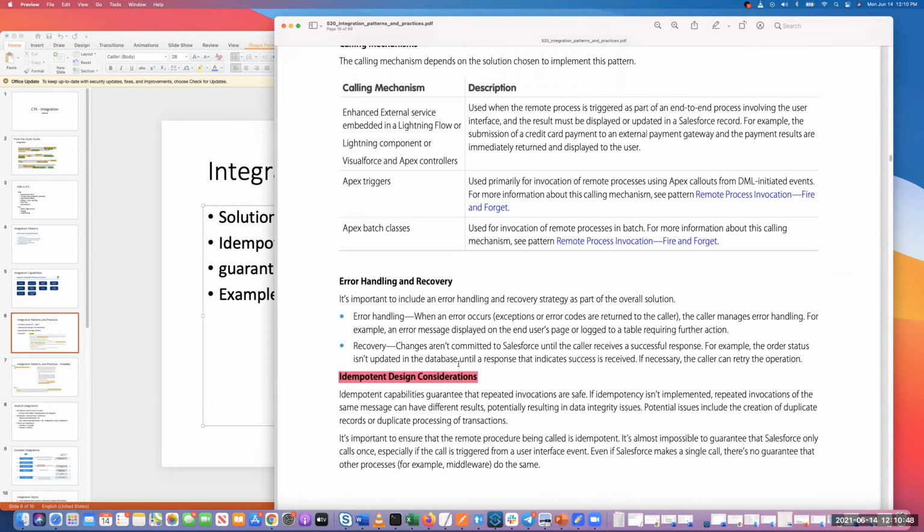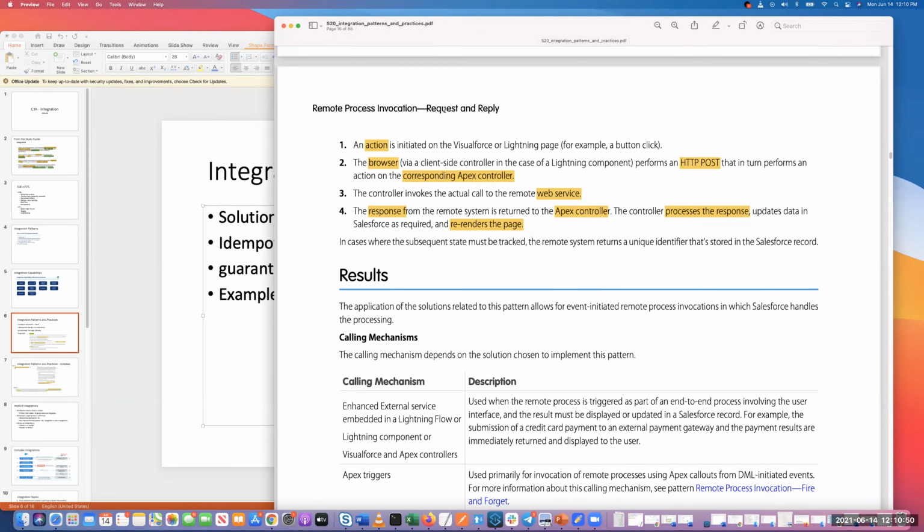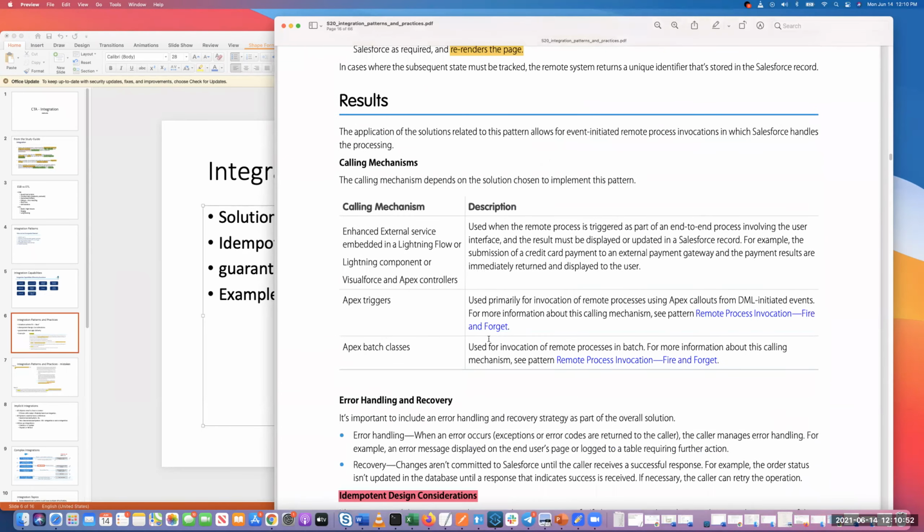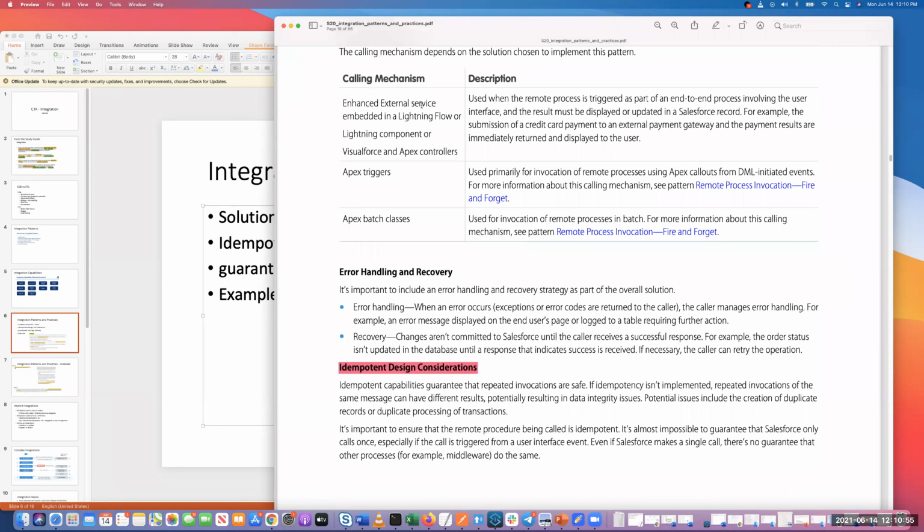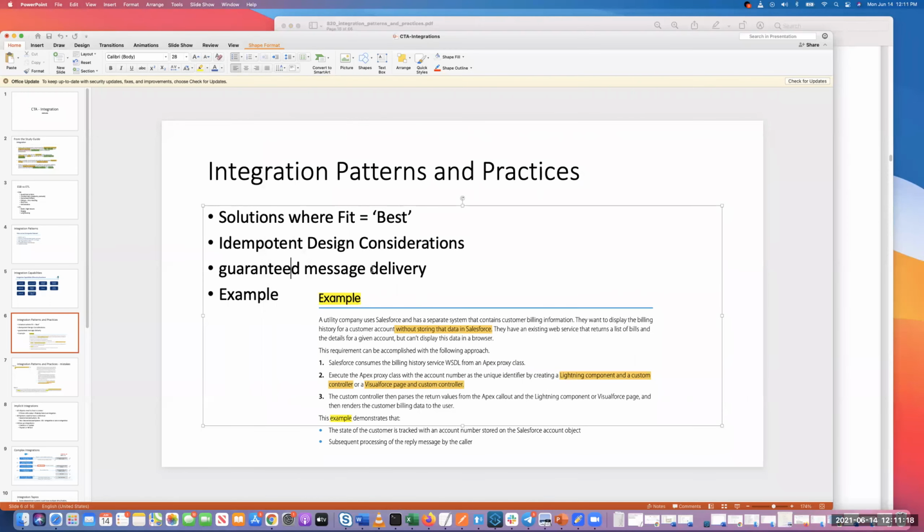Idempotent design. For request reply, it talks about what idempotent means for this pattern. It means, for example, if you are invoking the same transaction multiple times, you should not cause harm, and you should not add additional integrations or transactions on top of it. So make sure you're very clear on these two concepts, idempotent and guaranteed delivery.